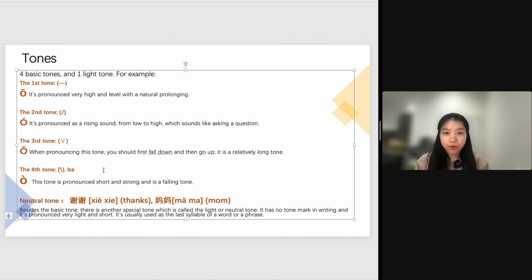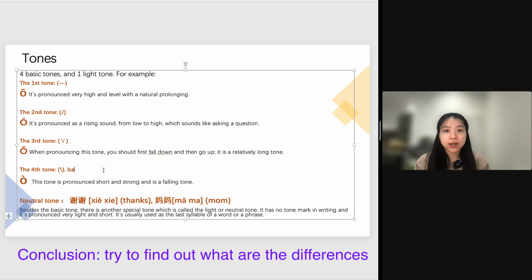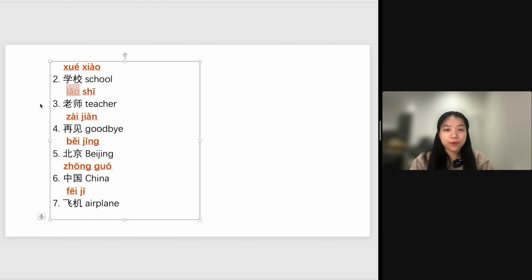The most important thing to differentiate the tones is to try to find some tips to remember what makes them different. I will give you some homework. You will try to practice all of them by yourself with the tones this time. And then next lesson, we will review together.